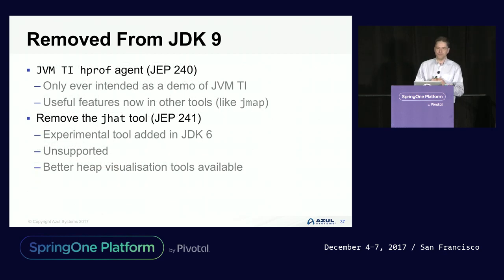Other things that have been removed from JDK 9, a couple of management type things. So the tools interface, hprof agent has gone. That was only ever intended as a demo. Things like JMap, now a much better way of doing that. The JHat tool, which was an experimental thing added in JDK 6, never been supported, that's gone as well.